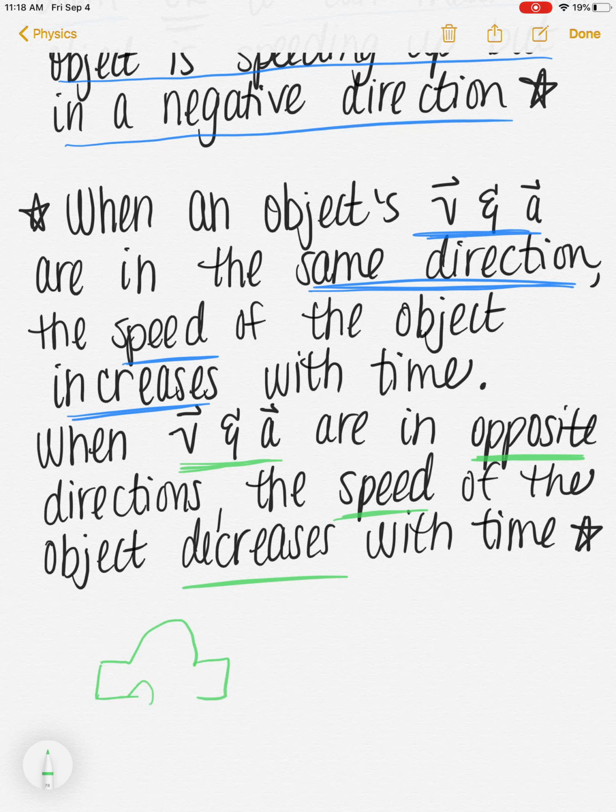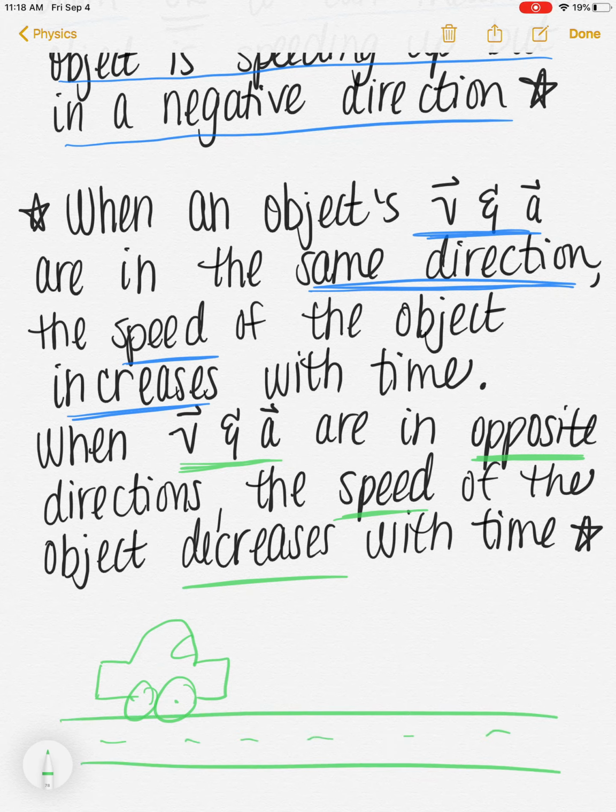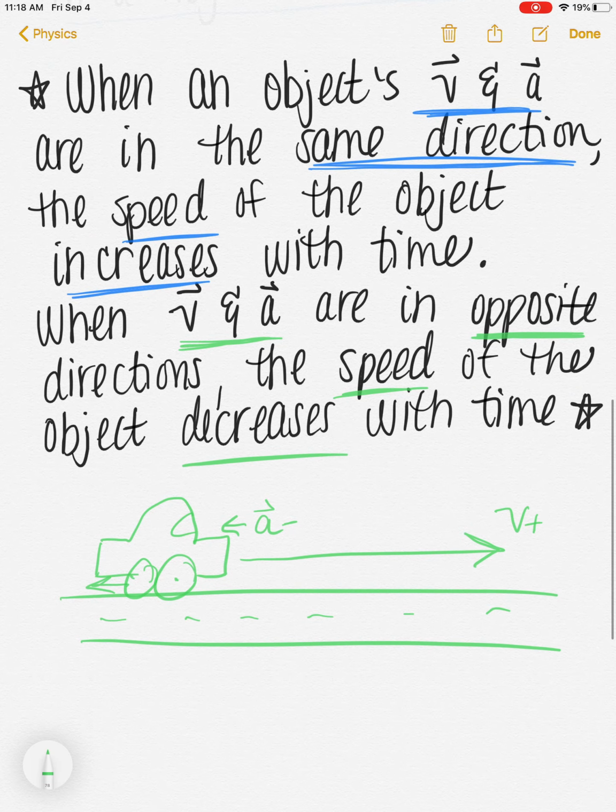Okay, so let's think about a car. My car is not all that beautiful here, but you've got a car and it's driving down the road. It is headed this way, so its velocity is forward. But what happens when you want to slow down? You apply the brakes, and the brakes are going to apply a force in the negative direction. So in this case, the acceleration vector is actually headed backwards compared to your velocity. So it's a negative acceleration and a positive velocity.